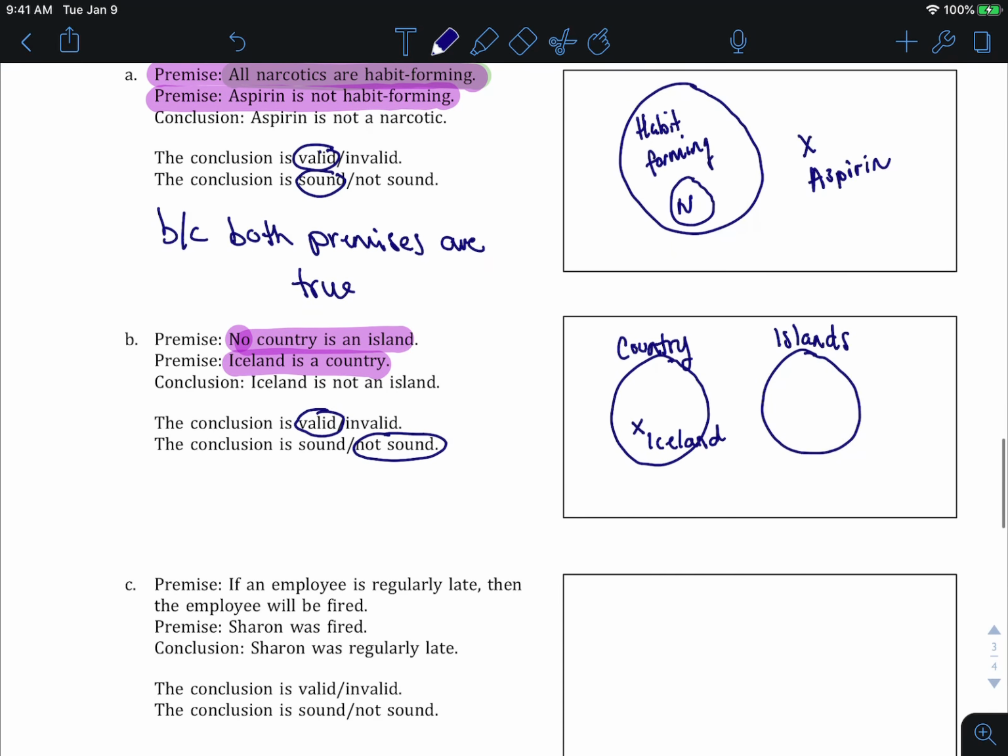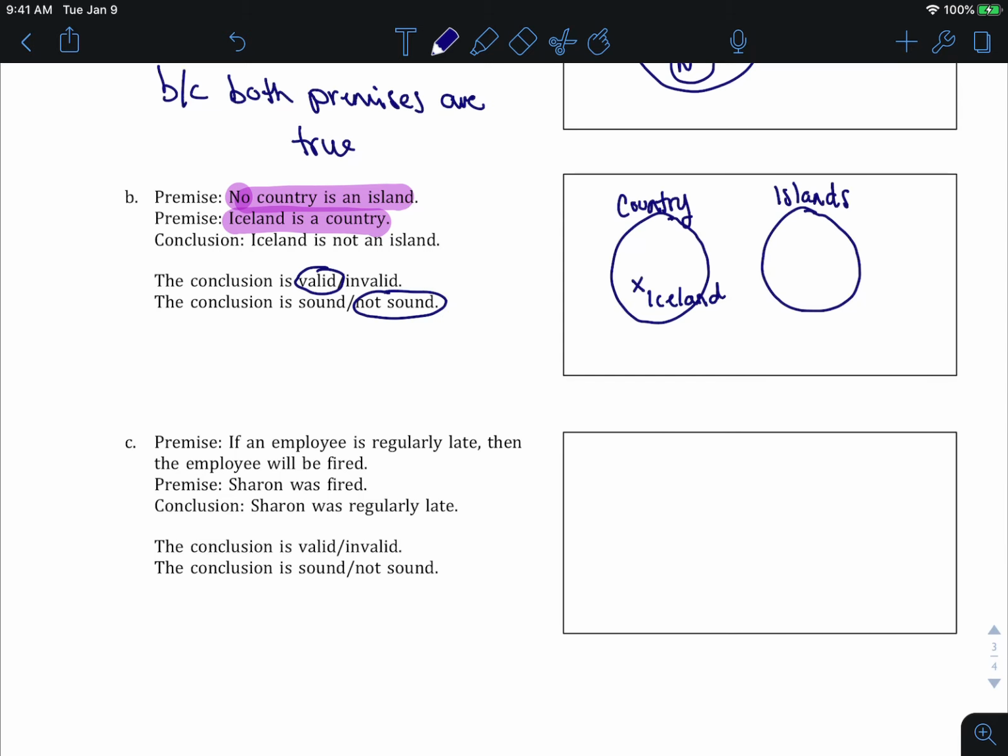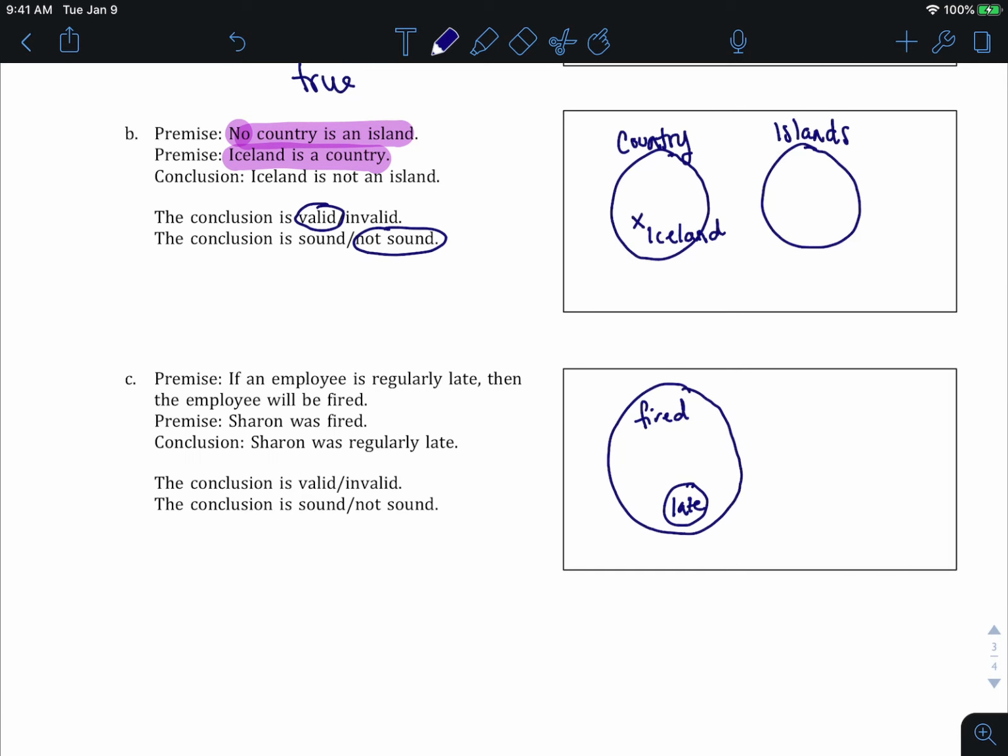All right, so our last one. If an employee is regularly late, then the employee will be fired. So how you draw a Venn diagram for the if-then, your conditionals, that's that idea of subsets. There are multiple reasons you can be fired. Being late is one of them. I'm just not going to write out regularly late. Then the next premise is Sharon was fired. Well, I don't know if she was late, right? She could have maybe not shown up for a shift at all. She could have stolen money.